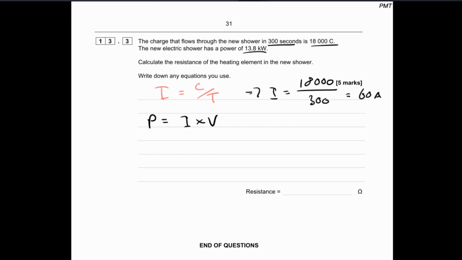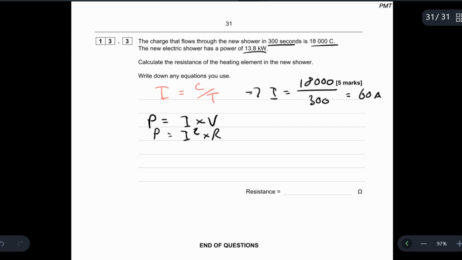An alternative for this equation is power equals I squared times the resistance. The way we get this equation is if we replace the voltage with V equals IR. So you take Ohm's law, V equals IR. Then we can substitute V for IR, and you get this equation where power equals I squared times R.